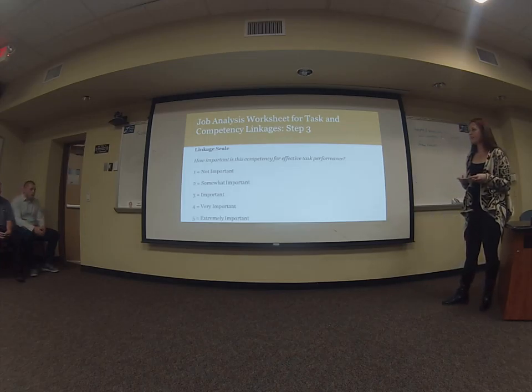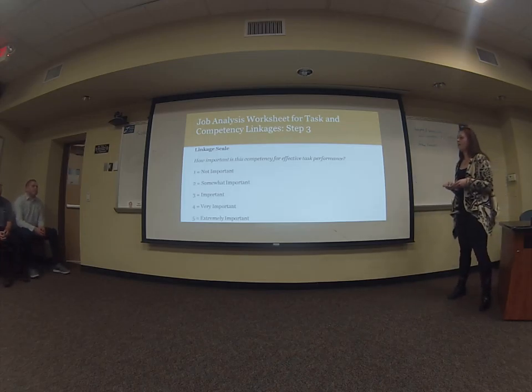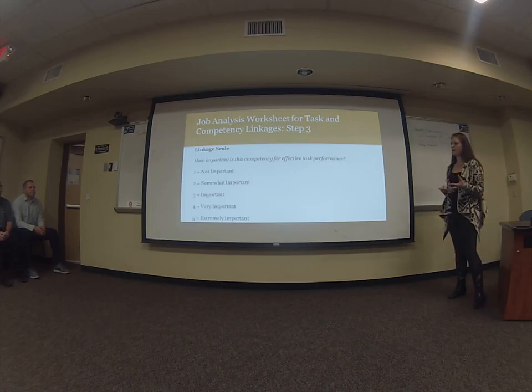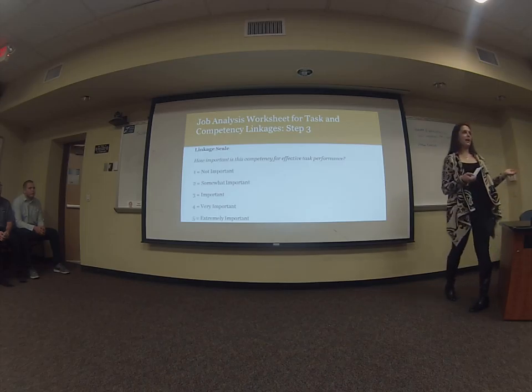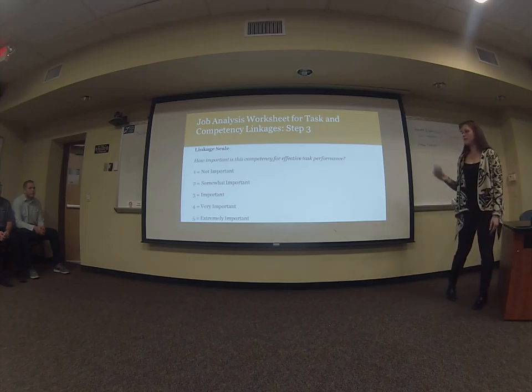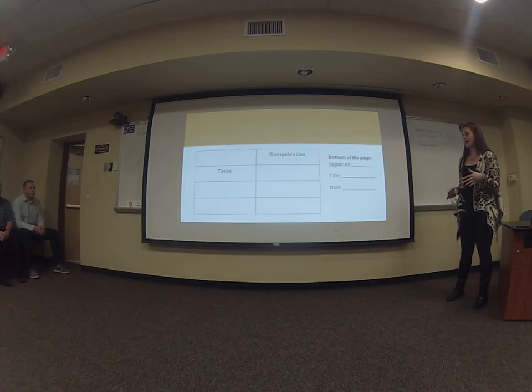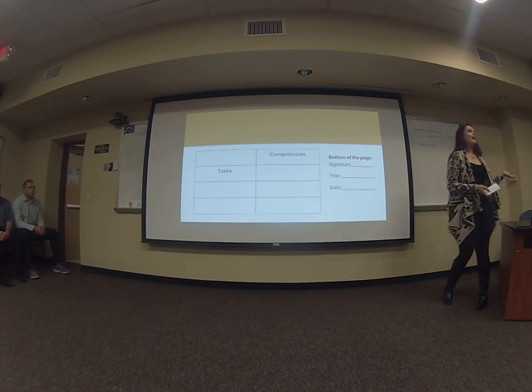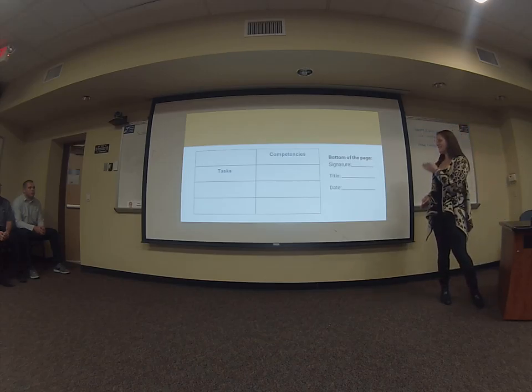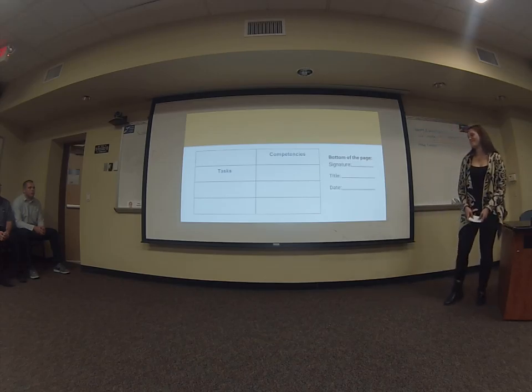So the job analysis worksheet for task and competency linkages, this is an example of what would be at the top of the page. So it's the linkage scale, and here you're asking how important is the competency for effective task performance. And this goes 1 through 5, 1 not important, through 5, which is extremely important. And then, once again, very similar to the rest of them, it has 2 columns this time, with the task on one end, and then on the right side it's the competencies. And then at the bottom of that, it is the signature, title, and the date.